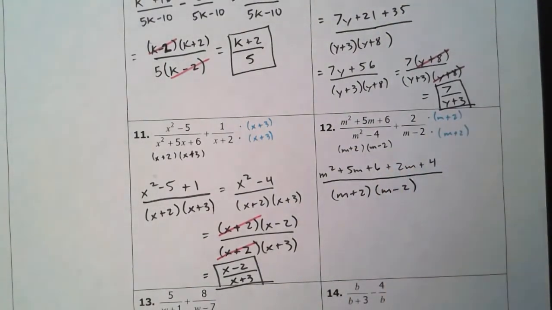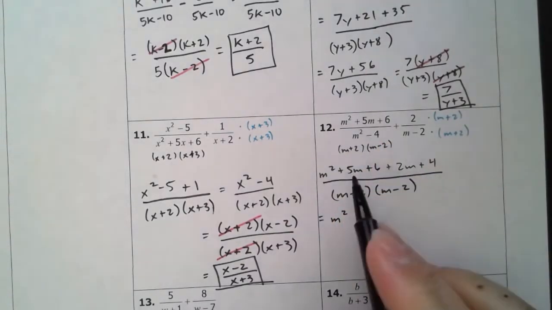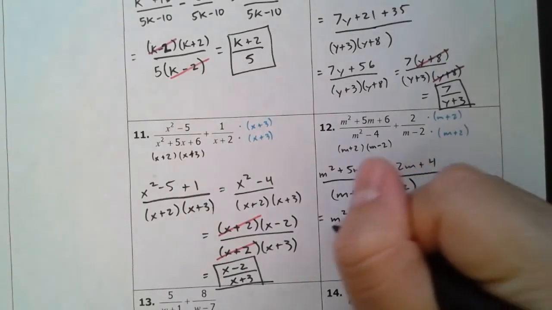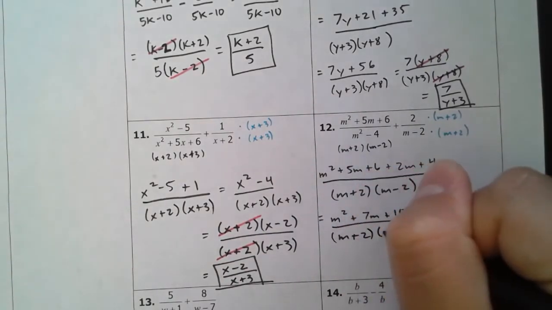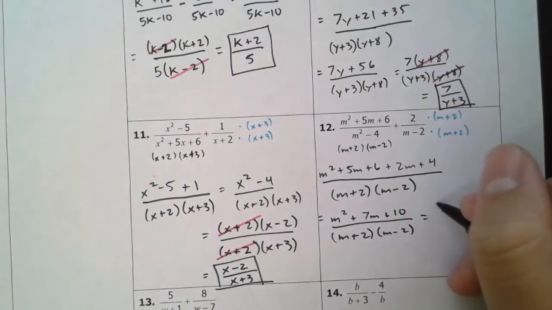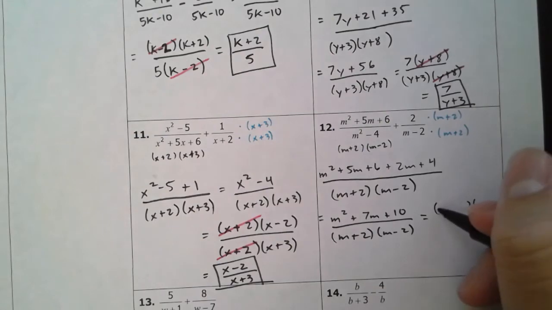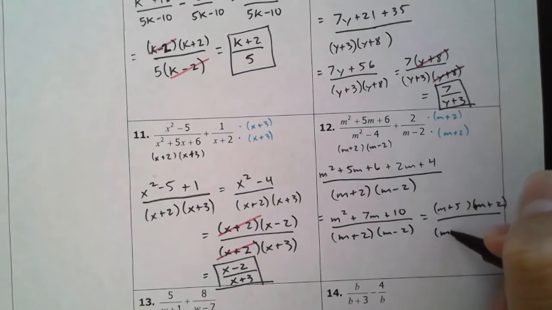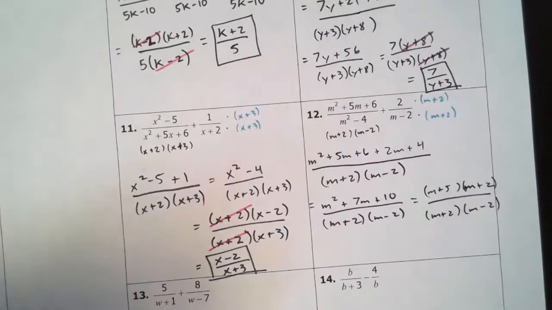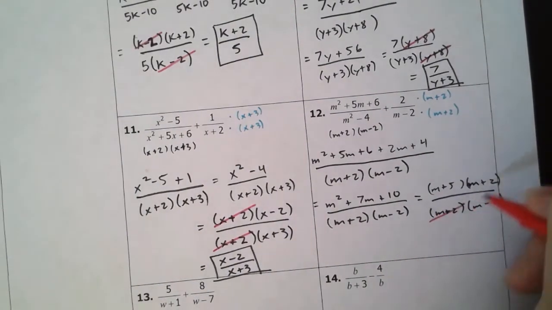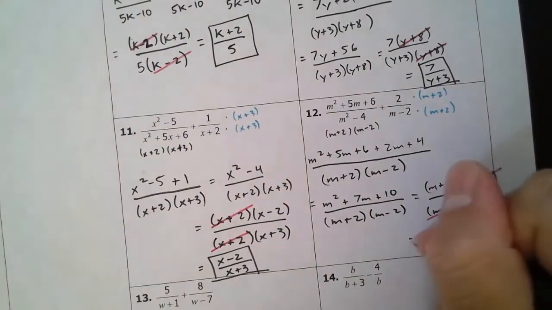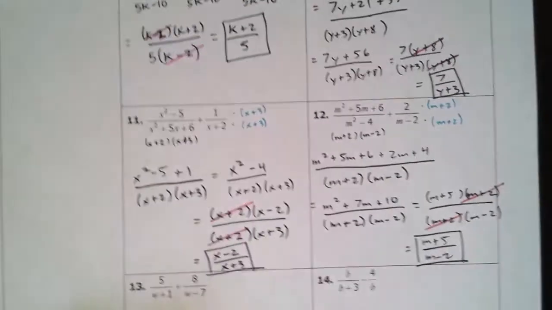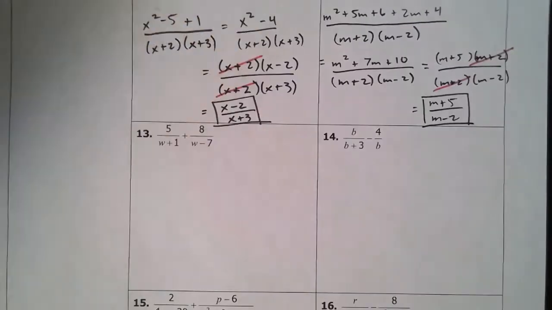Now let's combine like terms on top. m squared, 5m plus 2m, I get 7m. 6 plus 4, I get 10, over m plus 2, m minus 2. Now I can factor out the top. I get m plus 5, m plus 2 over m plus 2, m minus 2. And I can cancel out those two, and I get left with m plus 5 over m minus 2. Okay, we're almost there. 4 more.